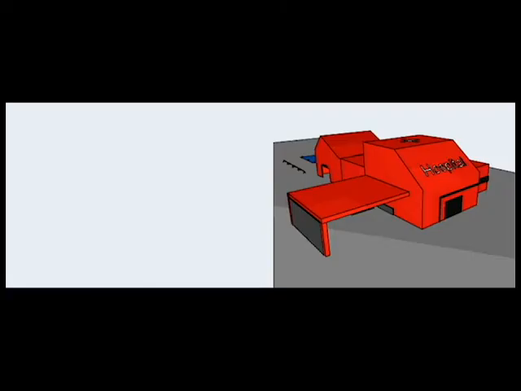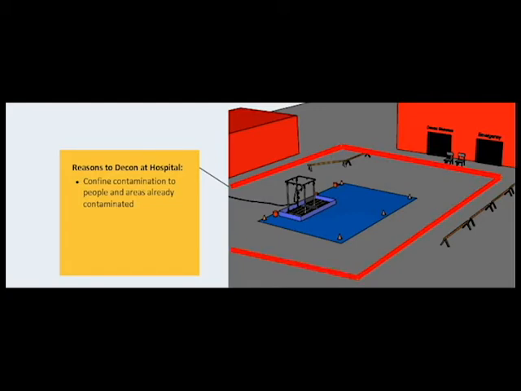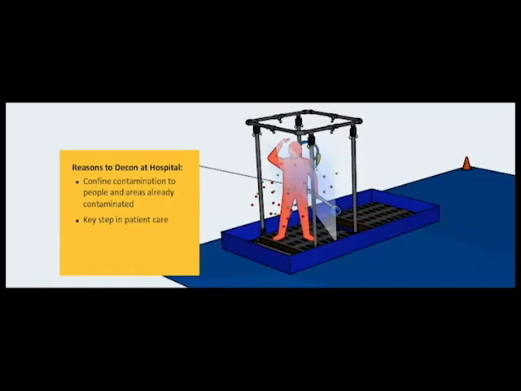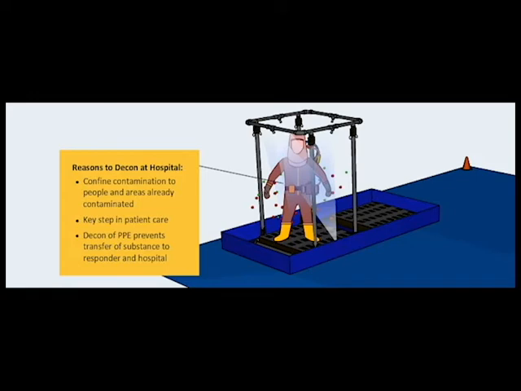There are several reasons for performing decontamination at the hospital. The first is to confine contamination to people and areas already contaminated, rather than spreading it to others or to the inside of the hospital. It is also a key step in patient care because removing toxic substances minimizes the amount and degree of the health effects on the victim. Finally, decontamination of personal protective equipment at the conclusion of an emergency decontamination operation provides assurance against transferring the hazardous substance from the PPE to the person wearing it, to other personnel, or to the hospital.